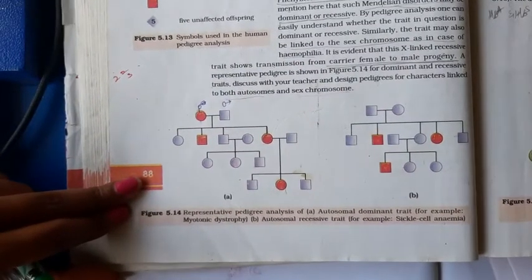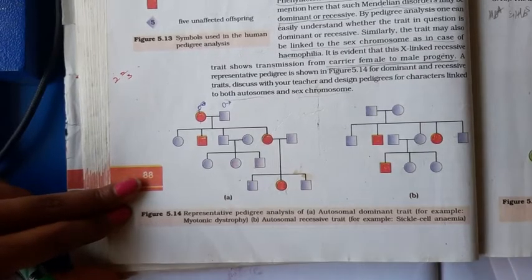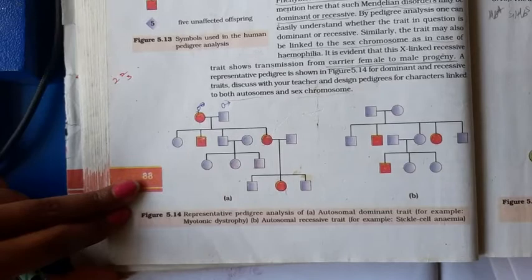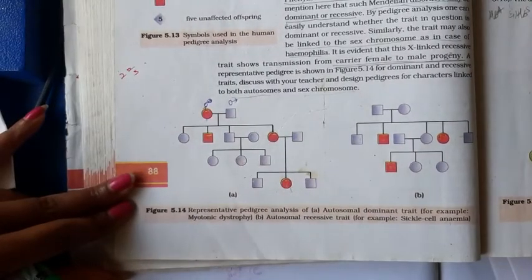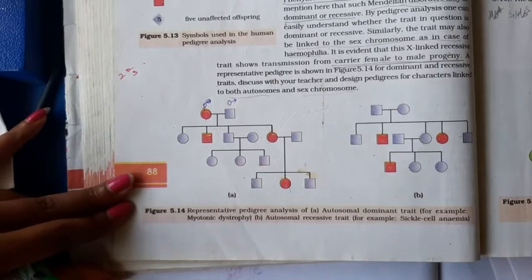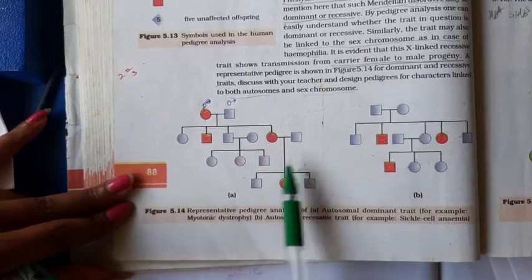in the previous class we discussed about the pedigree analysis. In that I told that some of the symbols which are very necessary for analyzing the human diseases or the genetic disorders with the relationship, understanding the relationship within the family. Here you can see there are two examples which are given in your NCERT book. This is the first diagram.